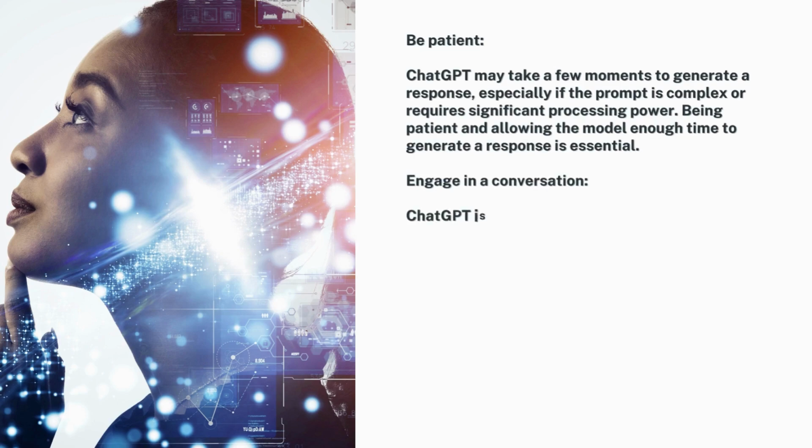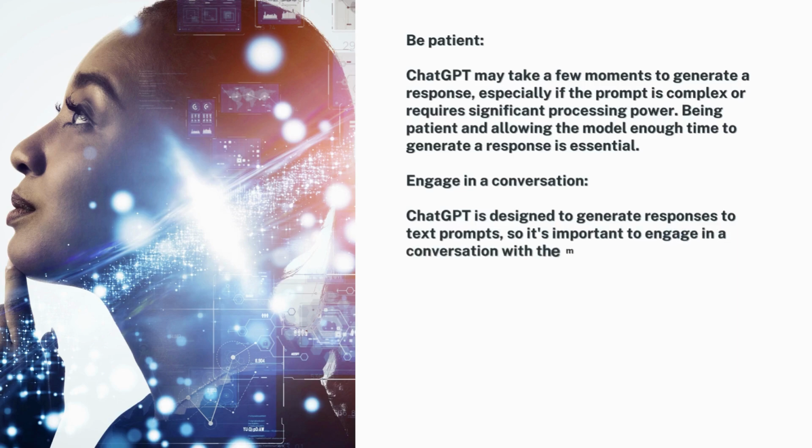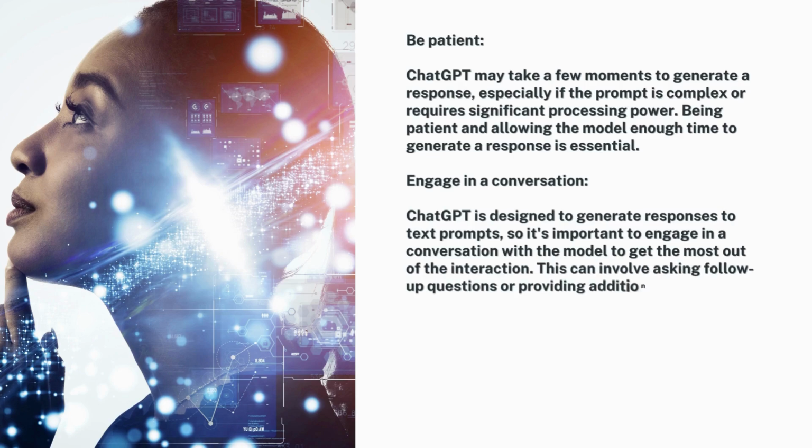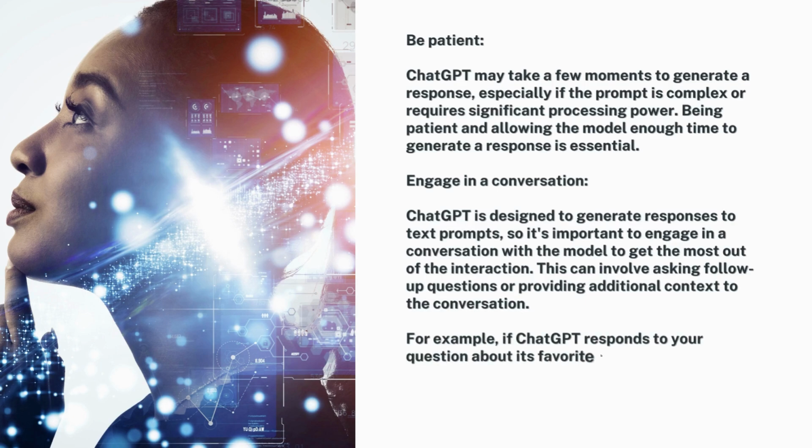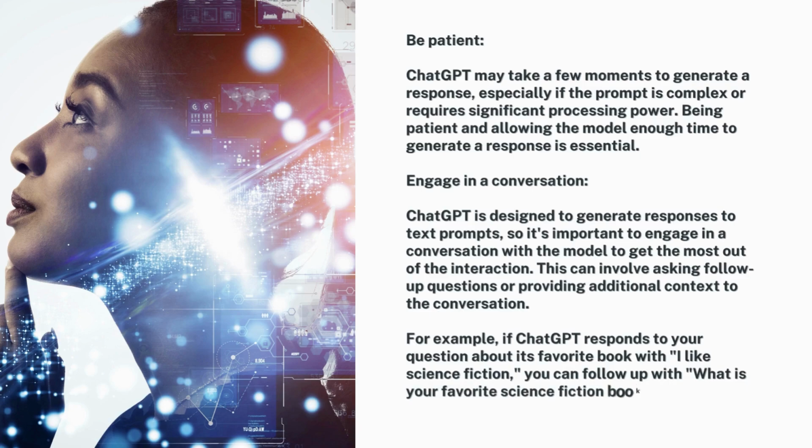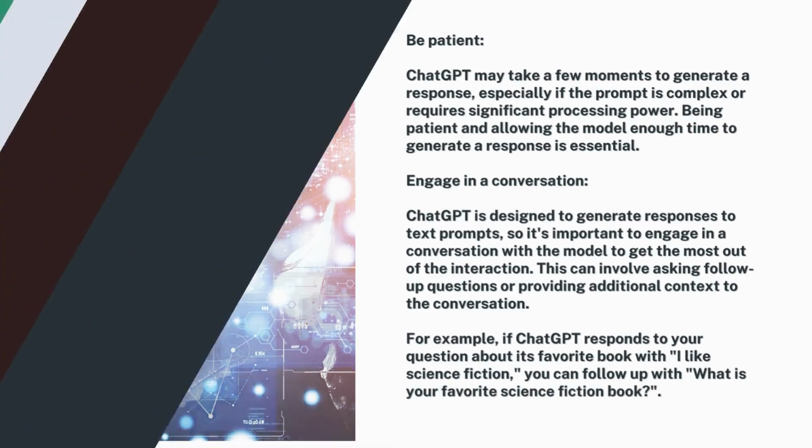Engage in a conversation. ChatGPT is designed to generate responses to text prompts, so it's important to engage in a conversation with the model to get the most out of the interaction. This can involve asking follow-up questions or providing additional context to the conversation. For example, if ChatGPT responds to your question about its favorite book with, "I like science fiction," you can follow up with, "What is your favorite science fiction book?"